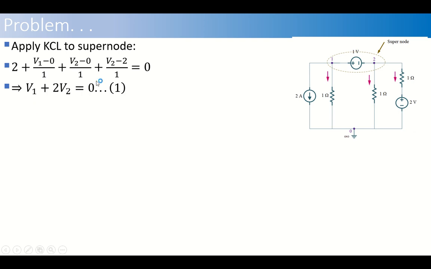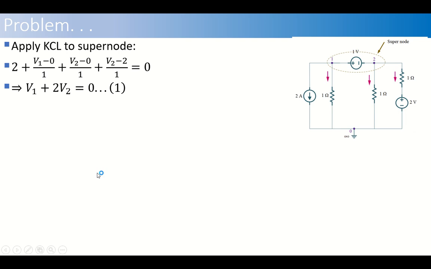So now we can simplify this very easily. This will be V1 plus V2 plus V2, 2V2, and this is minus 2 plus 2, so this will be cancelled. So V1 plus 2V2 is equal to 0. This is equation number 1. So now you can see that actually we have constructed one equation. We still need another equation because there are two unknowns.